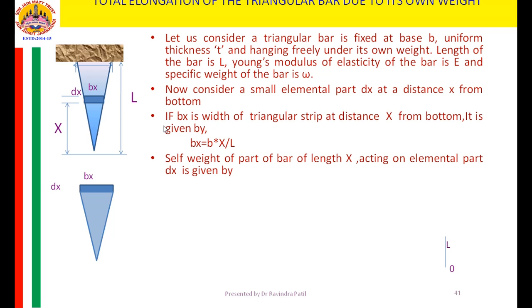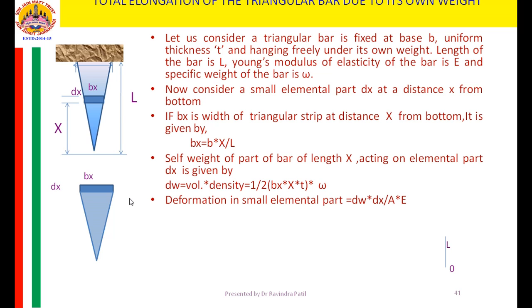Now the self weight of the bar acting on the elemental part is the volume of this triangular part multiplied by omega. How do we calculate the volume? Volume is nothing but the area of this triangle multiplied by its thickness. Volume multiplied by omega gives you the weight.